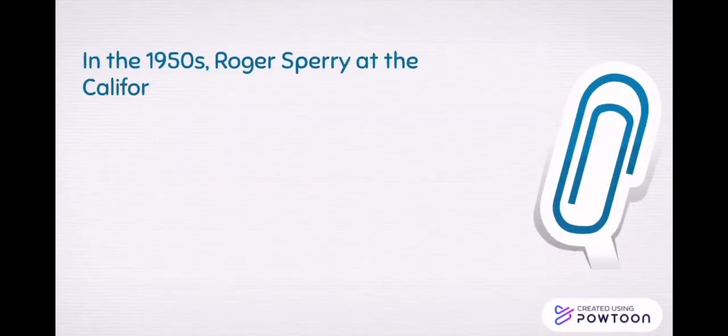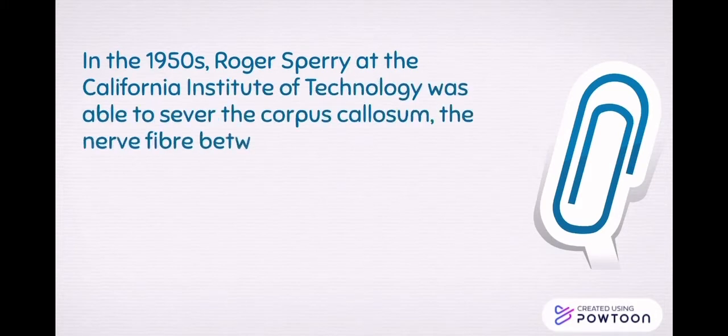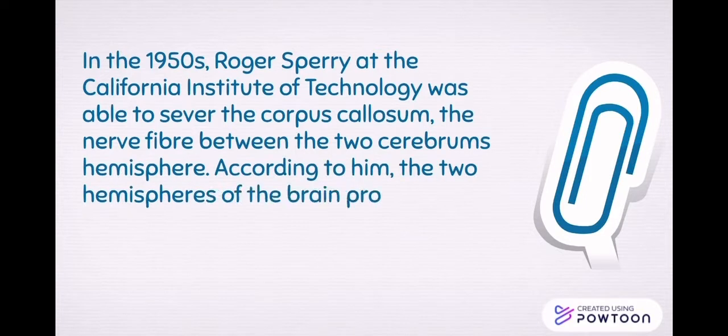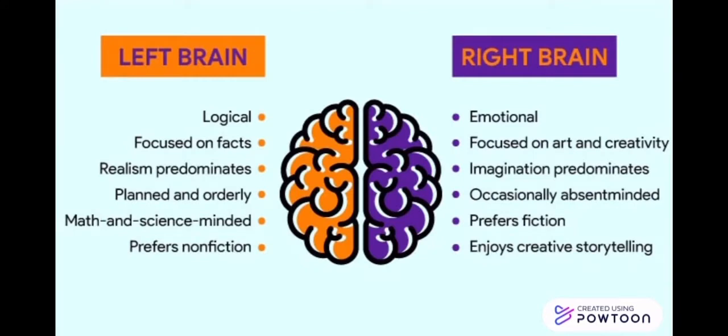In the 1950s, Roger Sperry at the California Institute of Technology was able to survey the corpus callosum, the nerve fiber between the two cerebrum hemispheres. According to him, the two hemispheres of the brain process information differently.